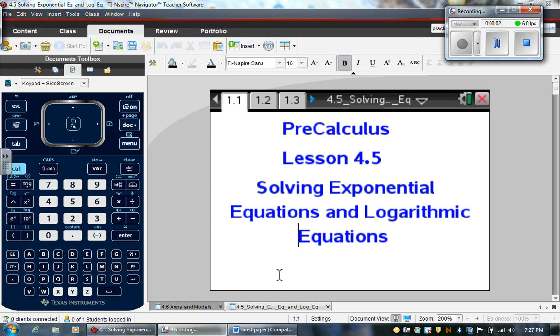This lesson is for Mrs. Cucci's College Now Precalculus class. We are on lesson 4.5, solving exponential equations and logarithmic equations. So if you can get that file open, we'll get started immediately.